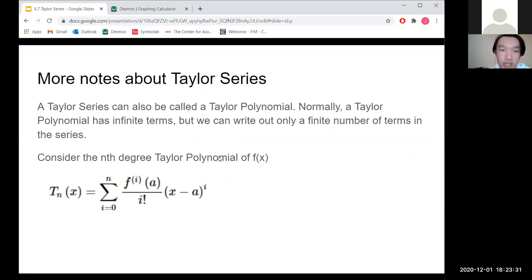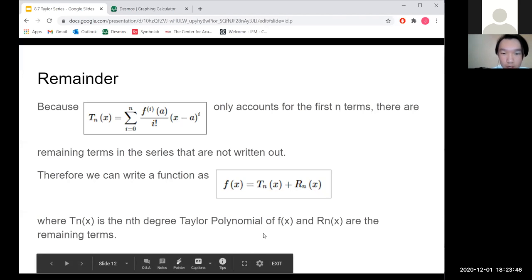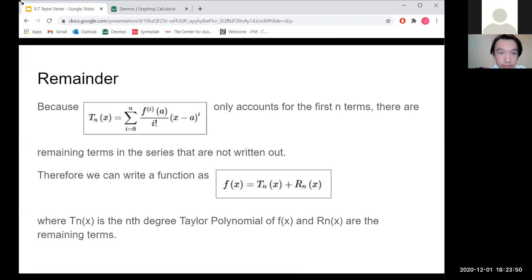So that is the nth degree Taylor polynomial, basically when you want to write out a finite number of terms. There's this other thing called the remainder, which is basically the terms that you decided not to write out, okay? So, to illustrate what that would be.